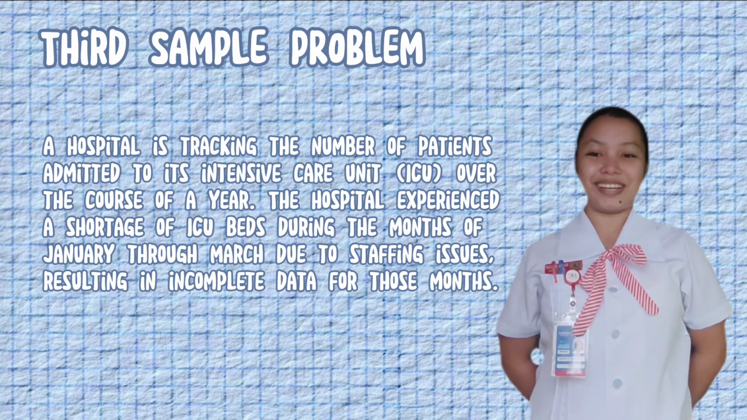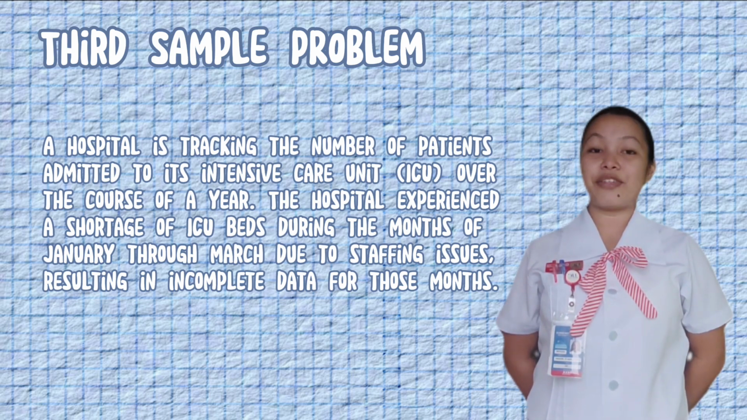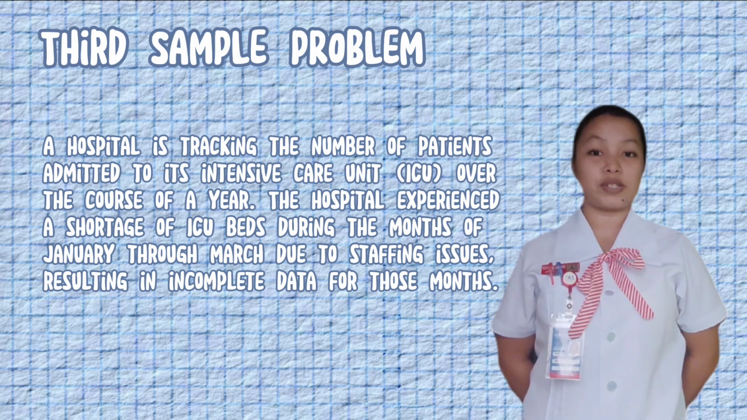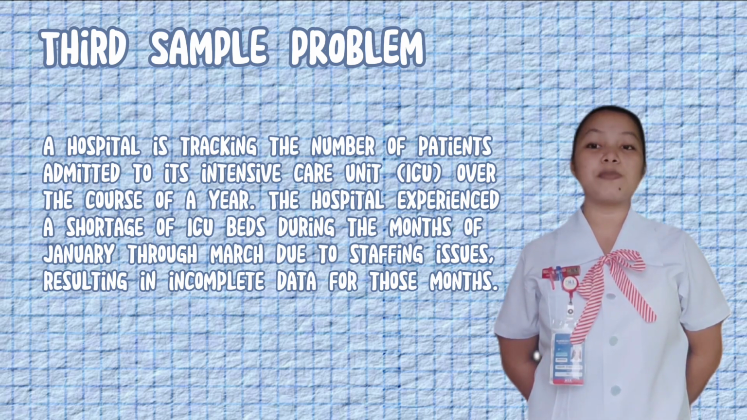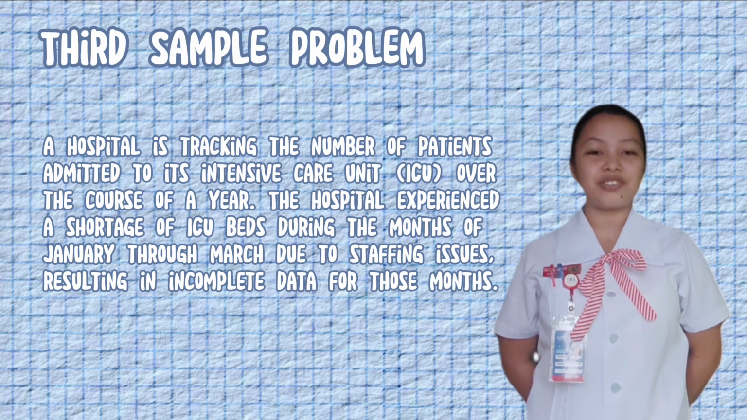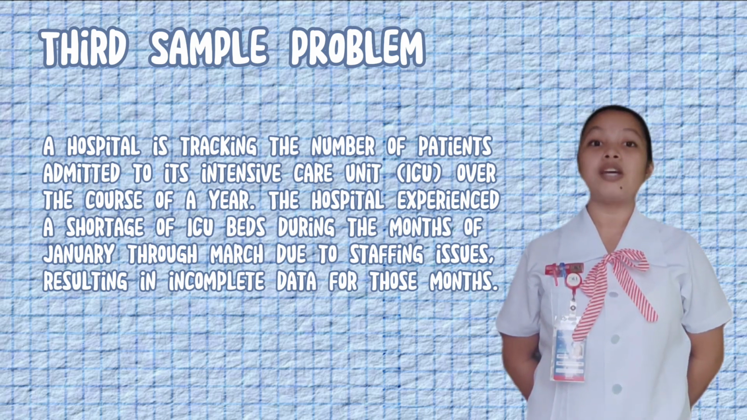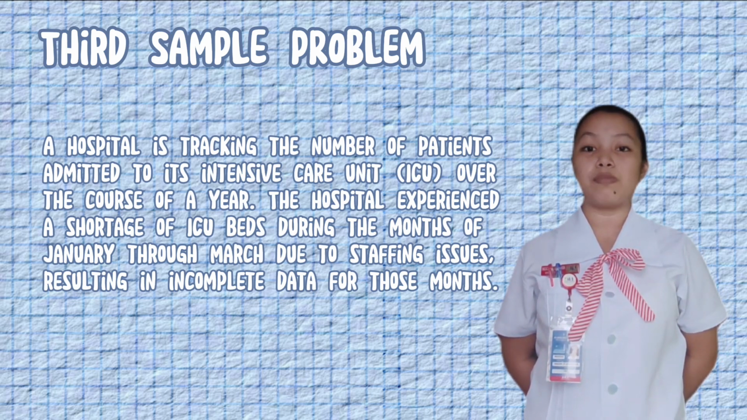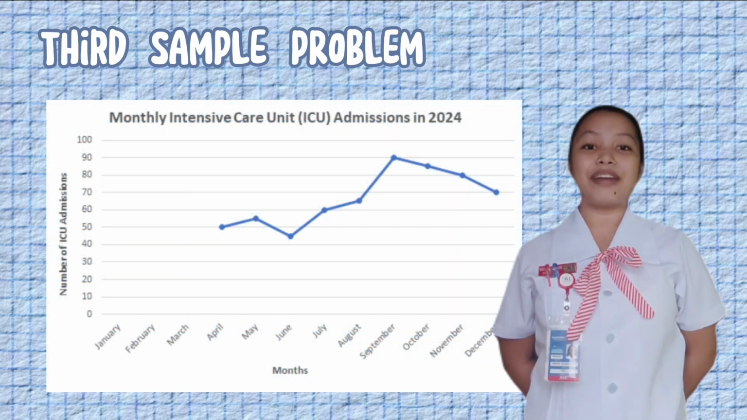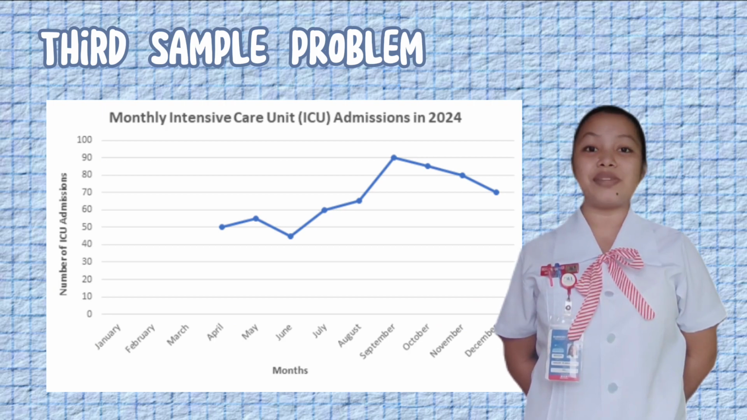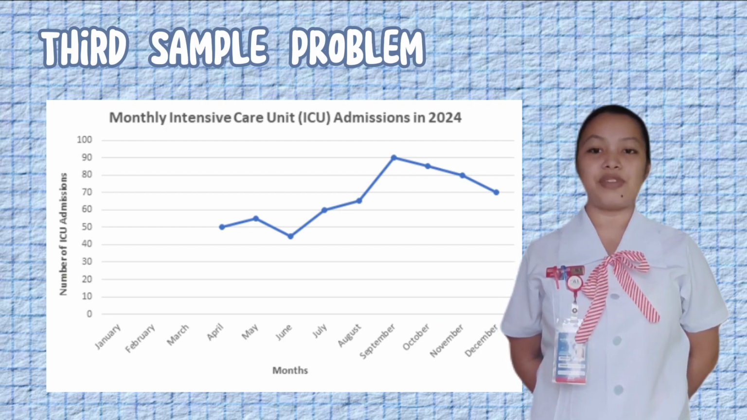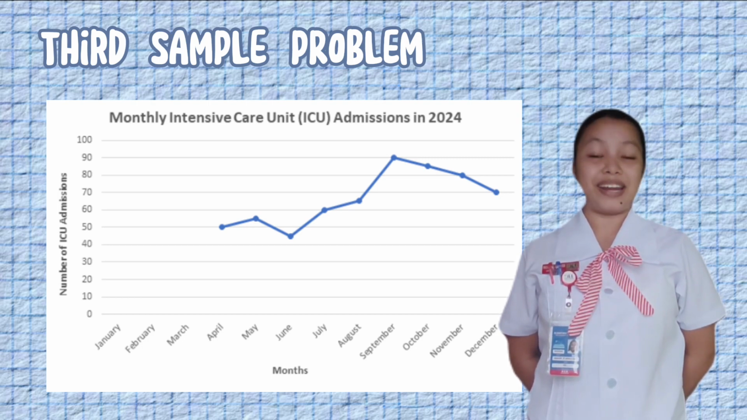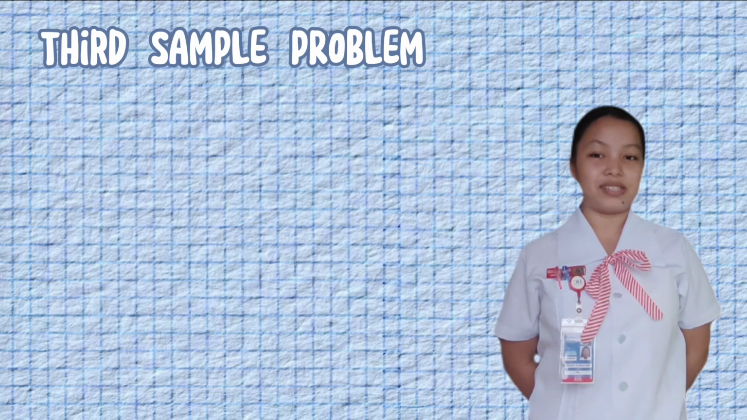So the third question is, a hospital is tracking the number of patients admitted to its intensive care unit over the course of a year. The hospital experienced a shortage of ICU beds during the months of January through March due to staffing issues, resulting in incomplete data for those months. The following broken line graph represents the number of ICU admissions per month for the rest of the year. Using the broken line graph provided, answer the following questions.